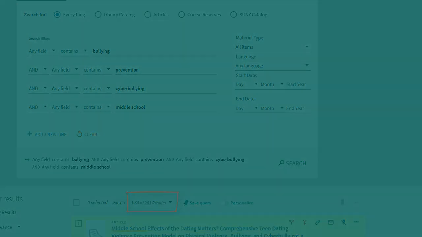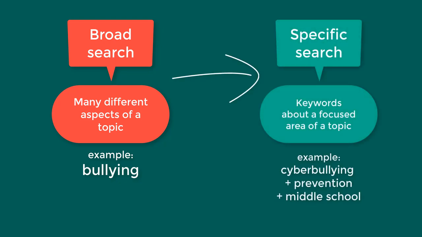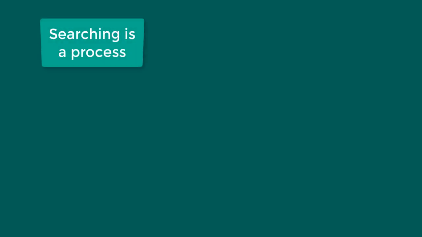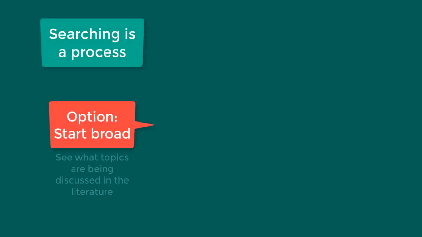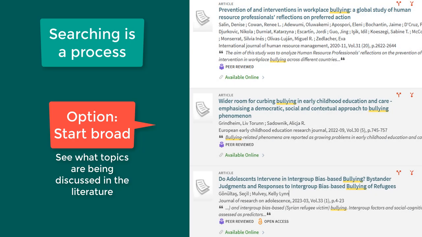We went from a very broad search, which included all different areas related to bullying, to a specific search which is targeting resources on the topic of cyberbullying prevention in middle school students. Searching is a process of trial and error. You could start with a broad search like we did in this example, and then look at your results list to get ideas for how to narrow your focus.